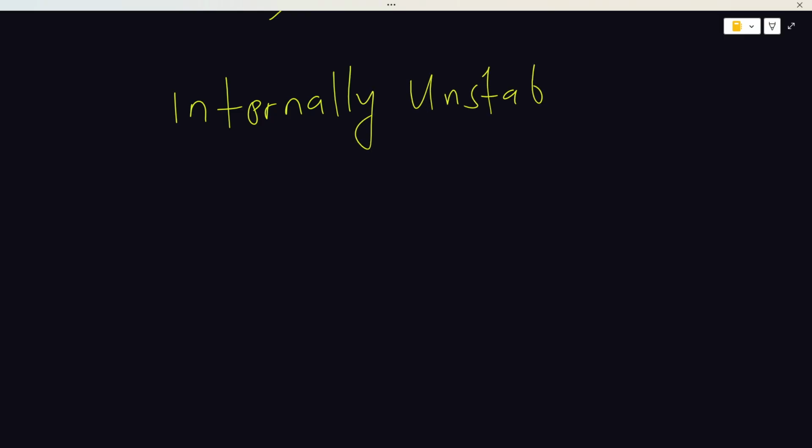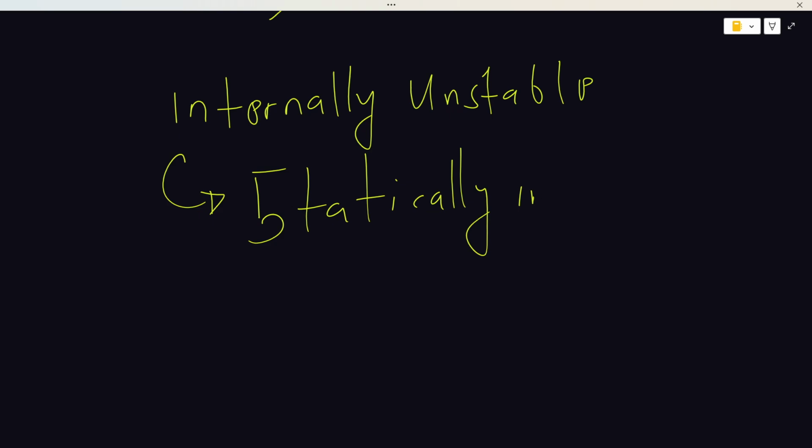Unstable structures, but it is statically indeterminate externally.